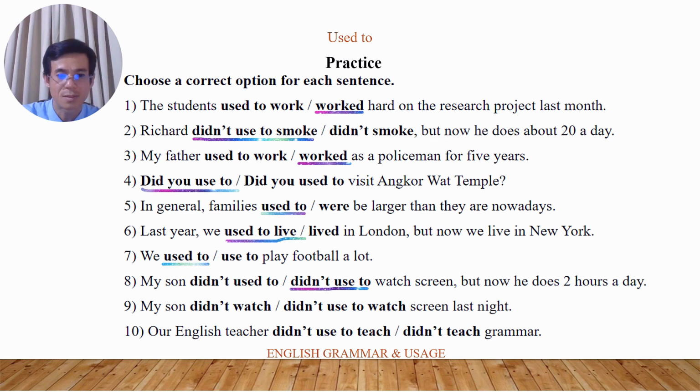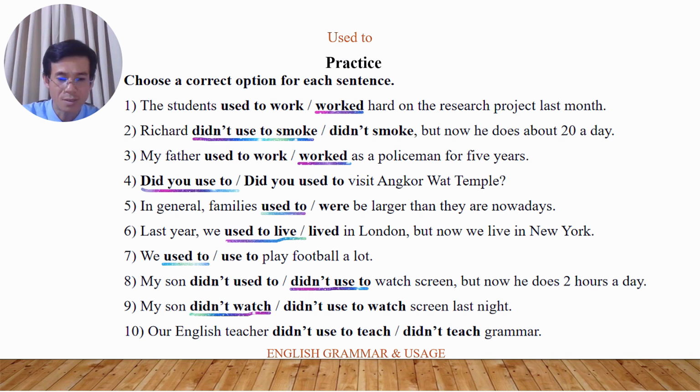Sentence number 9. My son didn't watch and my son didn't use to watch screen last night. In this sentence it says the time, last night. So we use past simple but not used to. So the correct answer is didn't watch.